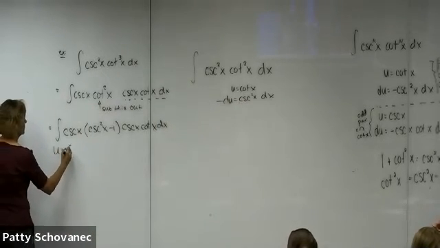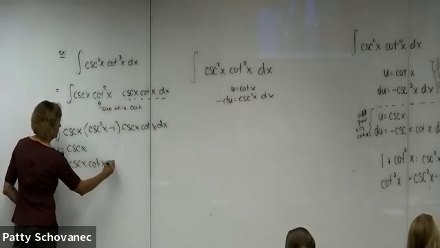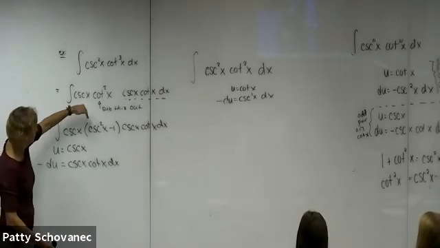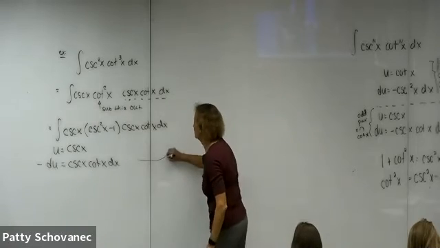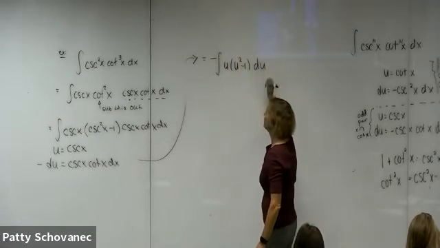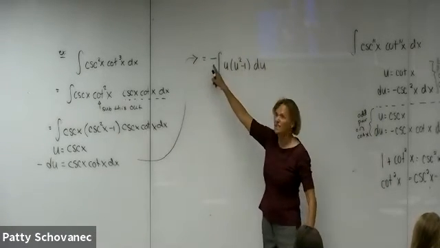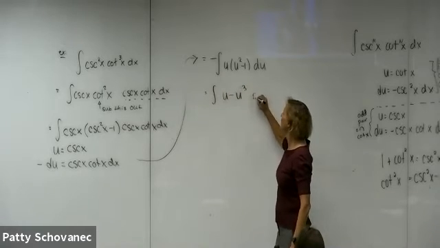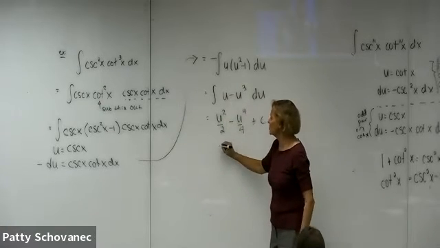u is cosecant. du is cosecant cotangent with a minus. So I put the minus over here with the du. And so our integral becomes minus u times u squared minus 1 times du. Well, I can multiply this out and get u cubed minus u. And if I want, I can go ahead and stick that minus in there and write it as u minus u cubed and then integrate it. And so we get u squared over 2 minus u to the 4th over 4 plus c, and each u is cosecant of x.